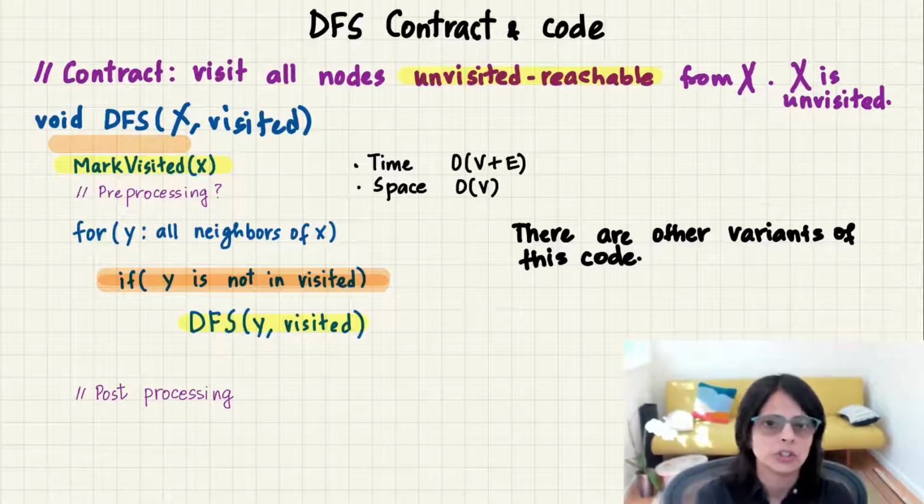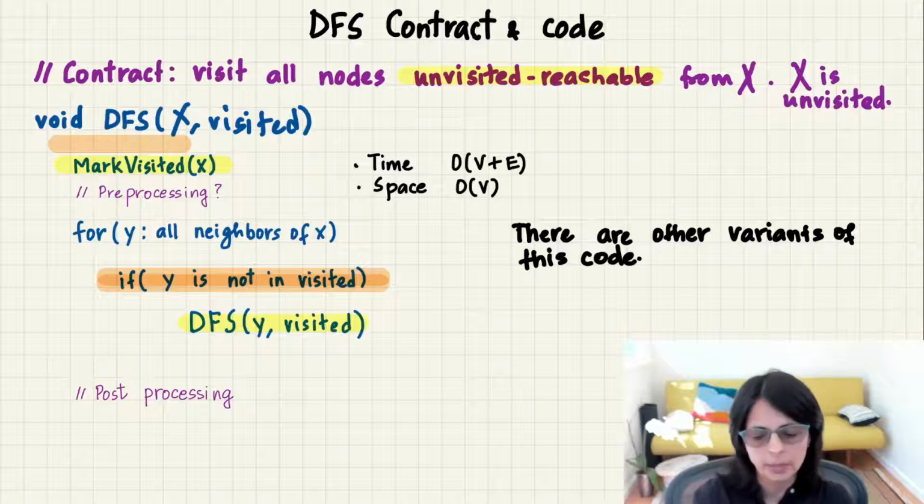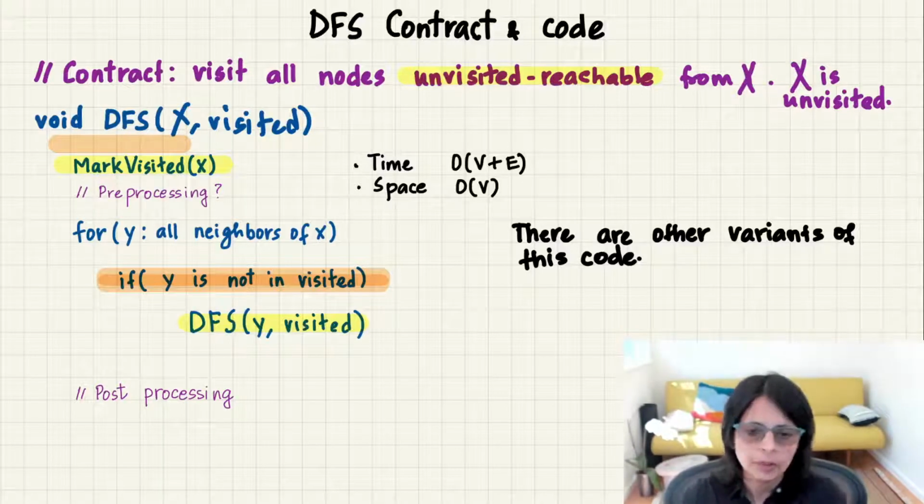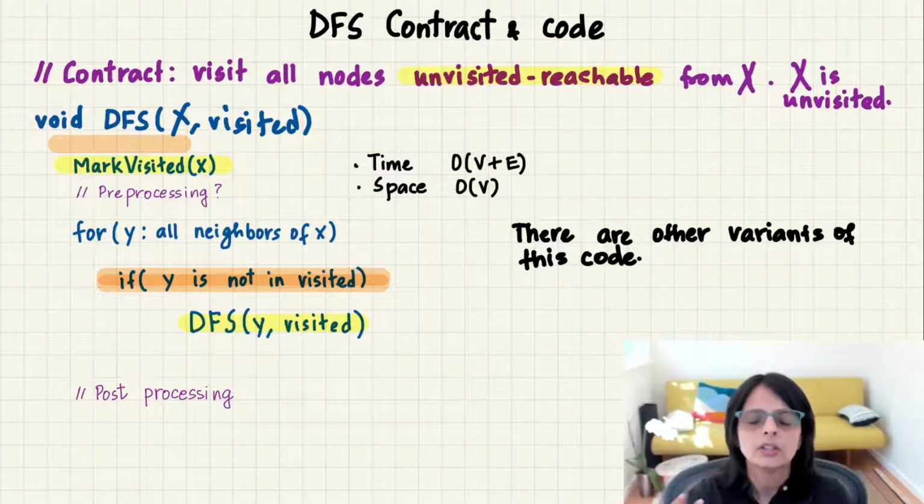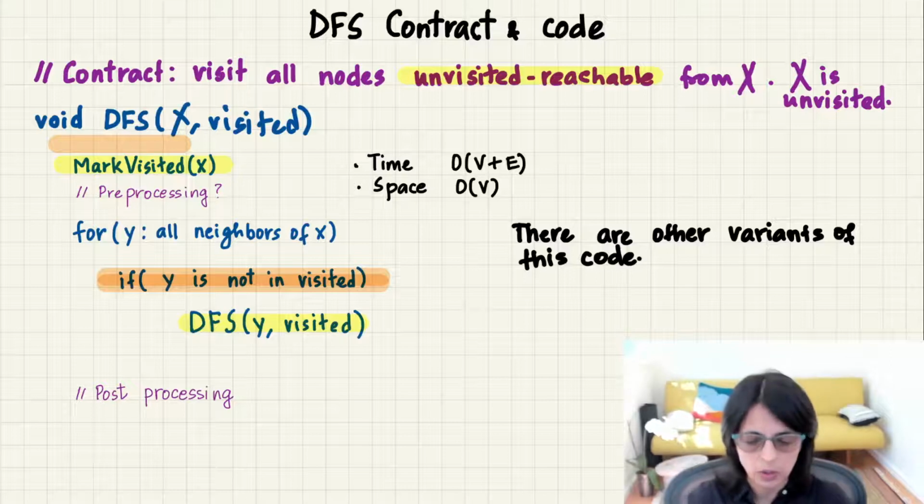And then we just have this for loop that goes over all the neighbors of X and then does DFS on each neighbor. But before you do DFS on each neighbor, check if it has already been covered by one of the previous DFS calls.